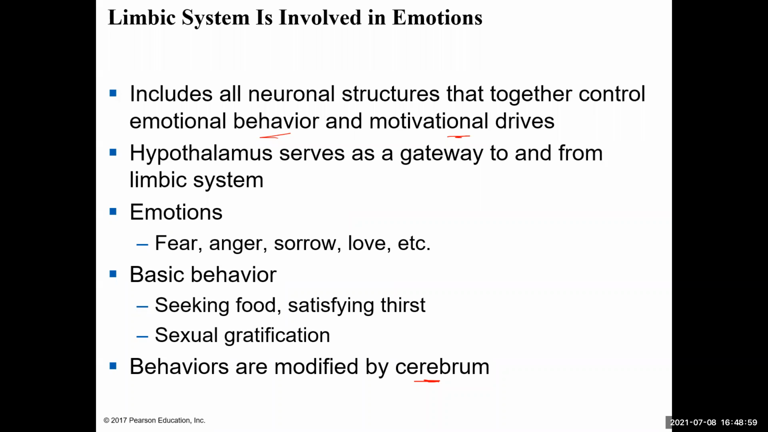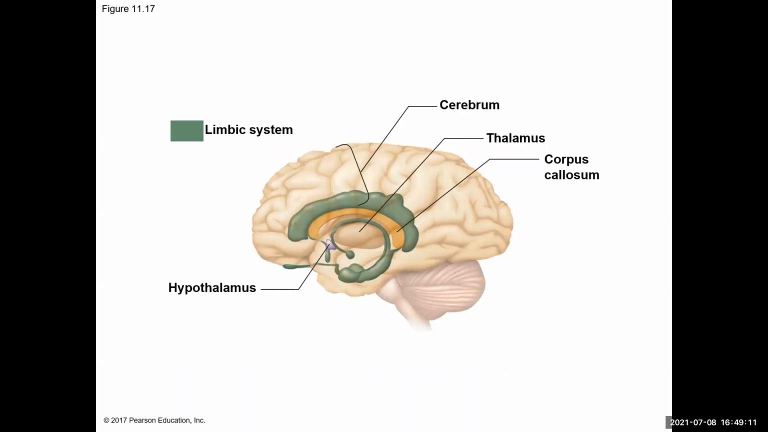The hypothalamus serves as a gateway to and from the limbic system. Right? So information goes to and from the limbic system via the hypothalamus. We can see that here. So the hypothalamus is here. The limbic system is this green area within the brain. And you can see this connection, where you have information with the thalamus, then you have your hypothalamus, and it's directly connected with the transfer of information into that limbic system.